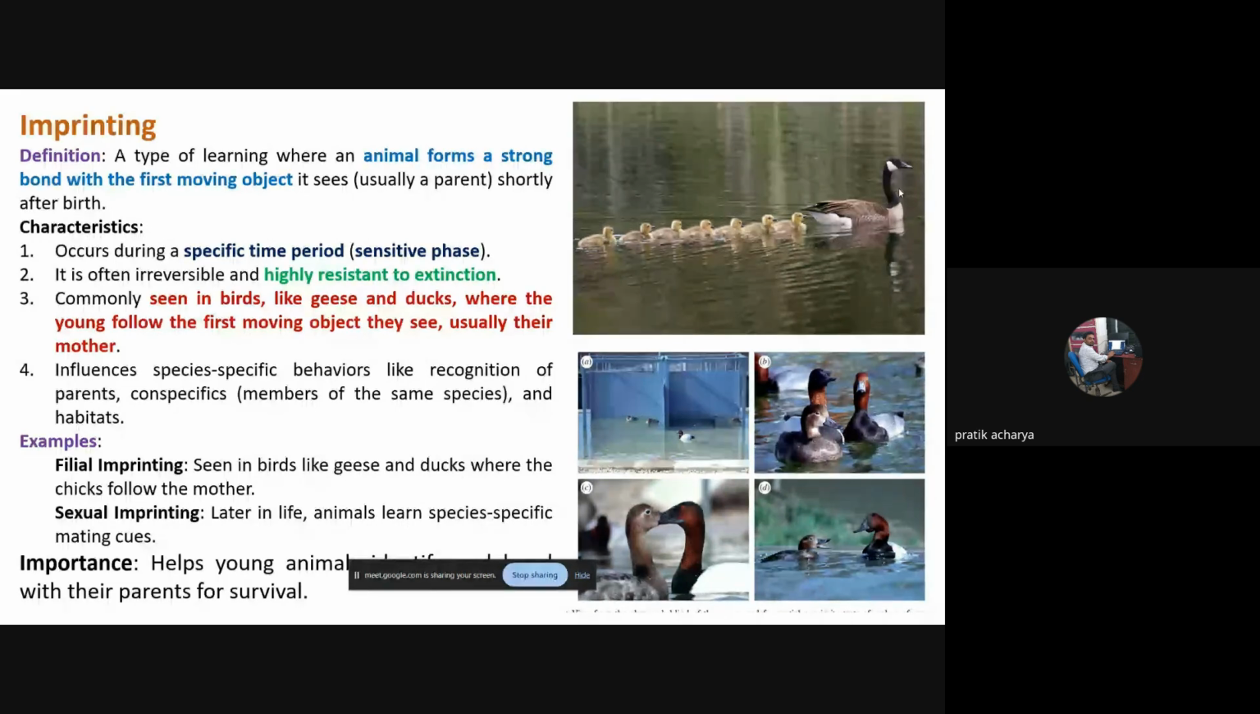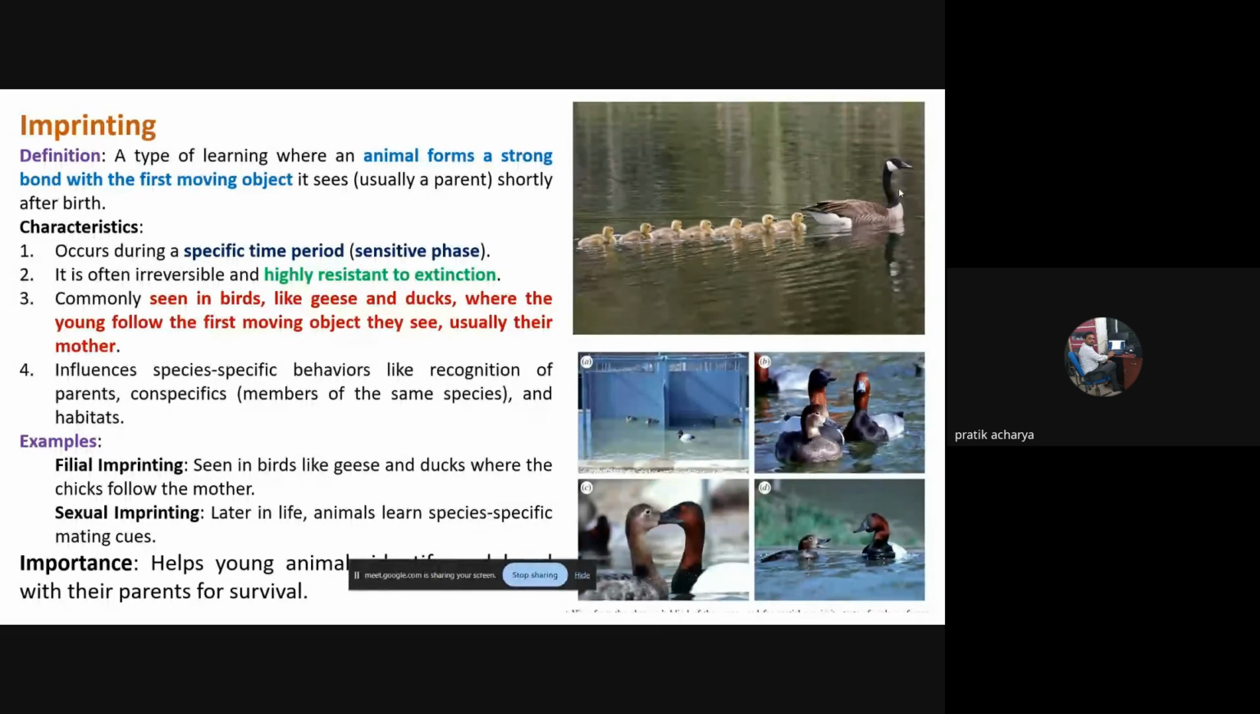Third, it is seen mainly in birds. Most birds follow this pattern. And the fourth one is that it influences species specific behavior, like recognition of parents and conspecifics. That means in different species, we find different types of imprinting. Okay, so these are very important patterns of the learning process.